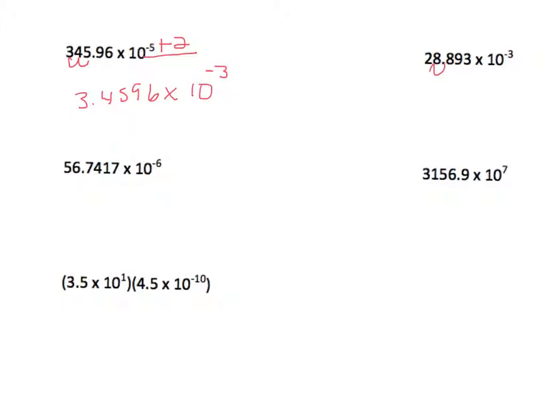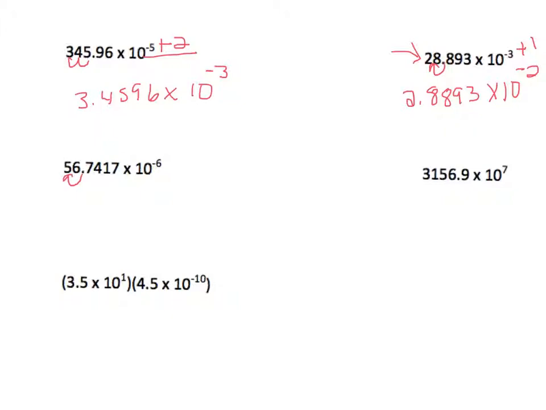This one you have to just make the decimal 1 place smaller, so it's 2.8893. And again, the reason you have to do that is because this is not between 1 and 10. So we made it 1 smaller, so we have to make this 1 larger. -3 plus 1, and again I write it out so I can see it. Unlike signs, we subtract, and there's more negatives. So my new exponent is -2.